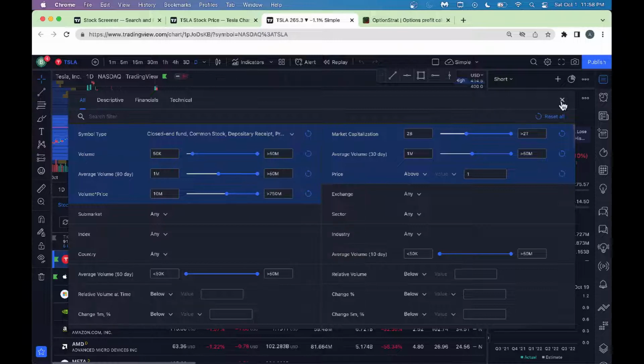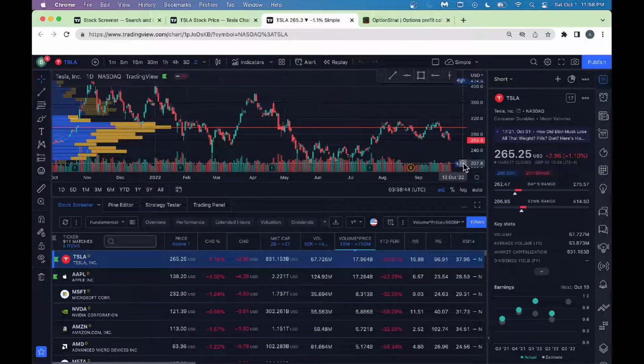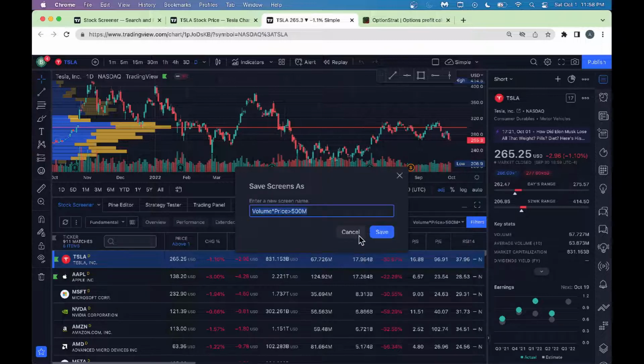Let's actually save this also here and go from there. I could save this just by clicking right here and clicking on save screen. Now my criteria, instead of 50 million, I think I have 5 million. I can just change this and go from there. Look, I got 5 million here. I think I can even increase it a little bit.